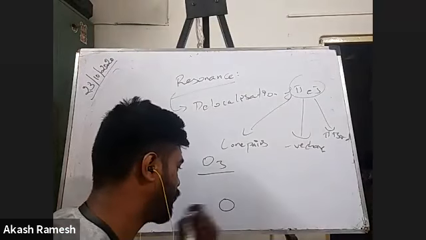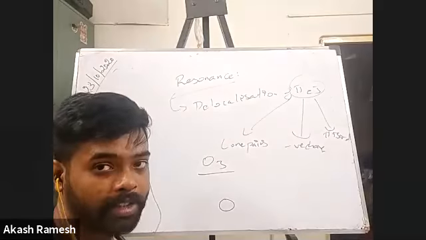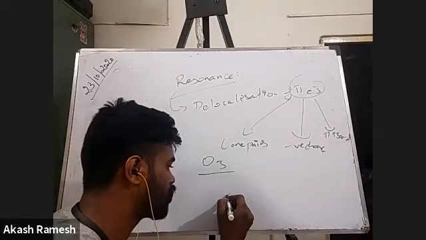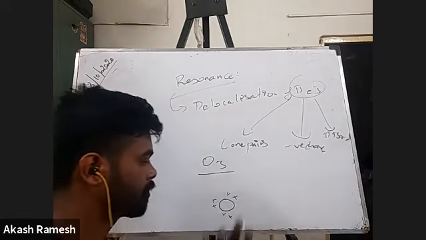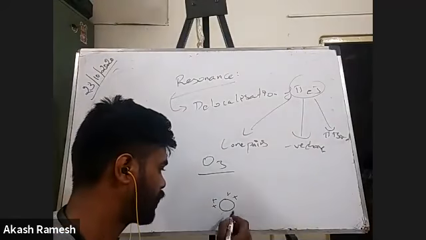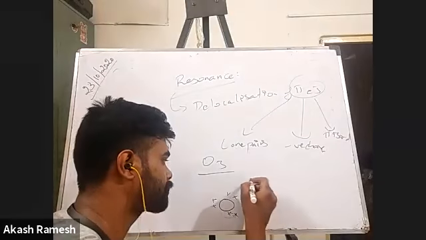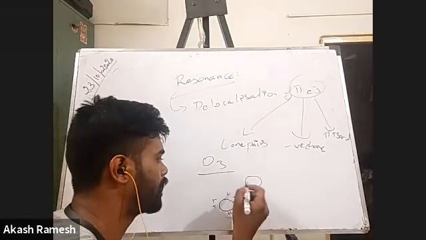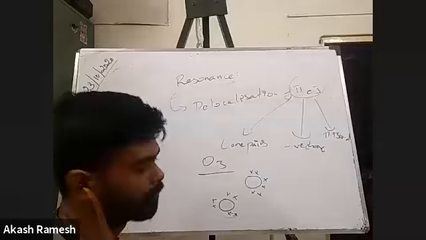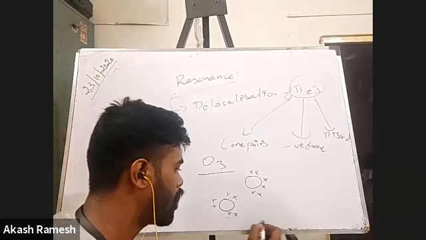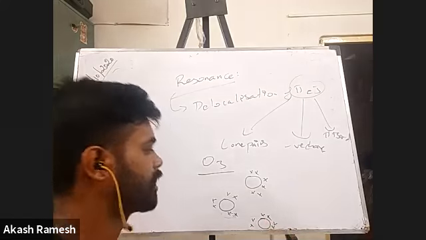In the middle I have an oxygen. This oxygen is going to have 6 valence electrons. Let me mark it: 1, 2, 3, 4, 5, 6. I'll write it on this side maybe: 5, 6. Now one more oxygen atom, that is also going to have 6 valence electrons: 1, 2, 3, 4, 5, 6. And there is one more oxygen atom, and that is also going to have 6 valence electrons.